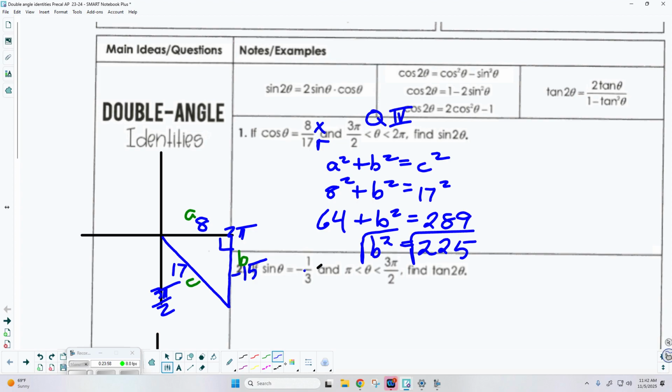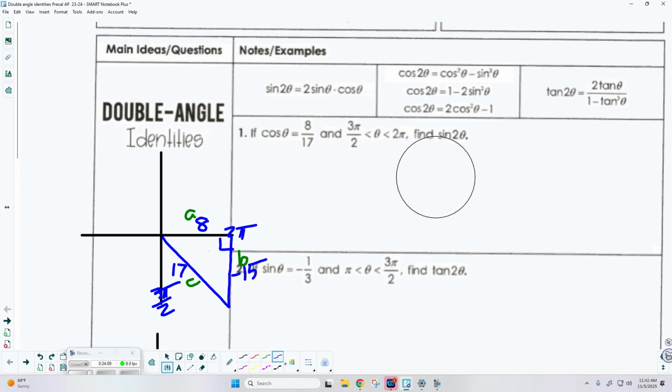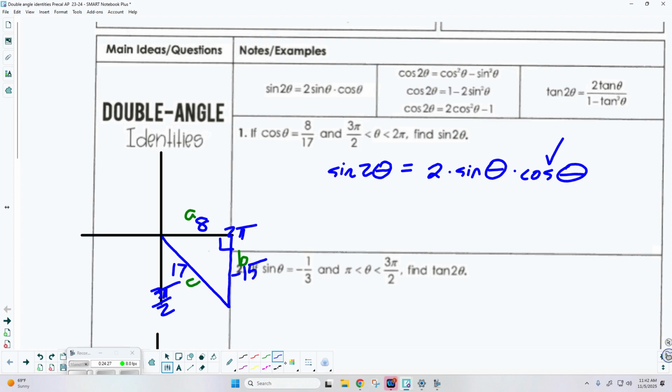So see, this isn't anything that we haven't seen before. We can still fill in side lengths. We can find the remaining side by the Pythagorean theorem. Now, what we're wanting to find on this problem is sine of 2 theta. So if you think about these identities as formulas, it makes it go a lot easier. Sine of 2 theta equals 2 times sine of theta times cosine of theta. Now, we already have cosine of theta. That was given to me. But I need to use my figure to determine what sine of theta is. Then I can actually do the algebra.